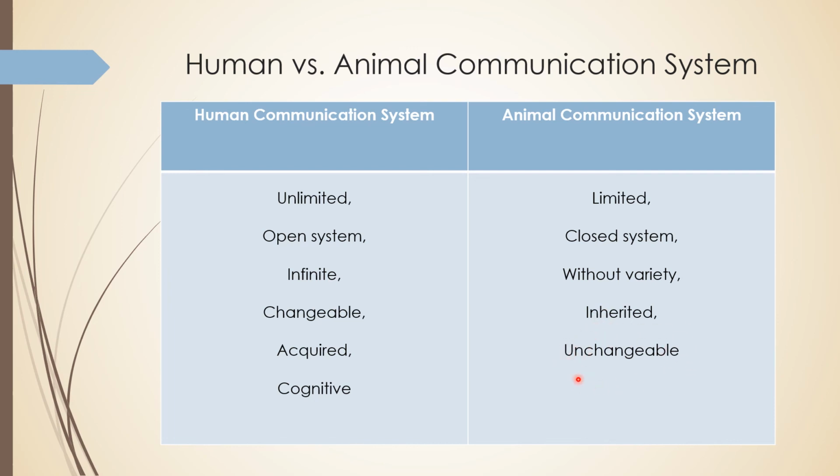It is constant. On the other hand, the human communication system, which we refer to as language, not the other ways of communication, but as language, is unlimited. It is an open system. It is infinite. It is changeable. It is acquired, and it is cognitive. Yes. So you have to understand it. You need to understand it to use it. And there are definite patterns, definite rules, definite principles to produce a language. Whereas animal communication does not have those kinds of features.